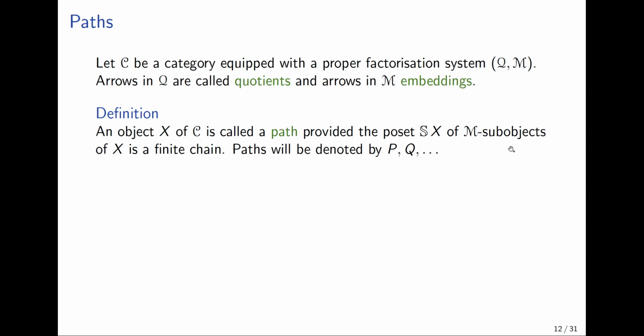And then usually in category theory, we consider the poset of subobjects, so equivalence classes of monomorphisms. Now you can consider M-subobjects, so equivalence classes of embeddings. And you define an object X in this category to be a path, provided that its poset of M-subobjects is a finite chain. Right? So the definition only depends on the factorization system. And then the idea is that arboreal categories are categories in which paths are well behaved.